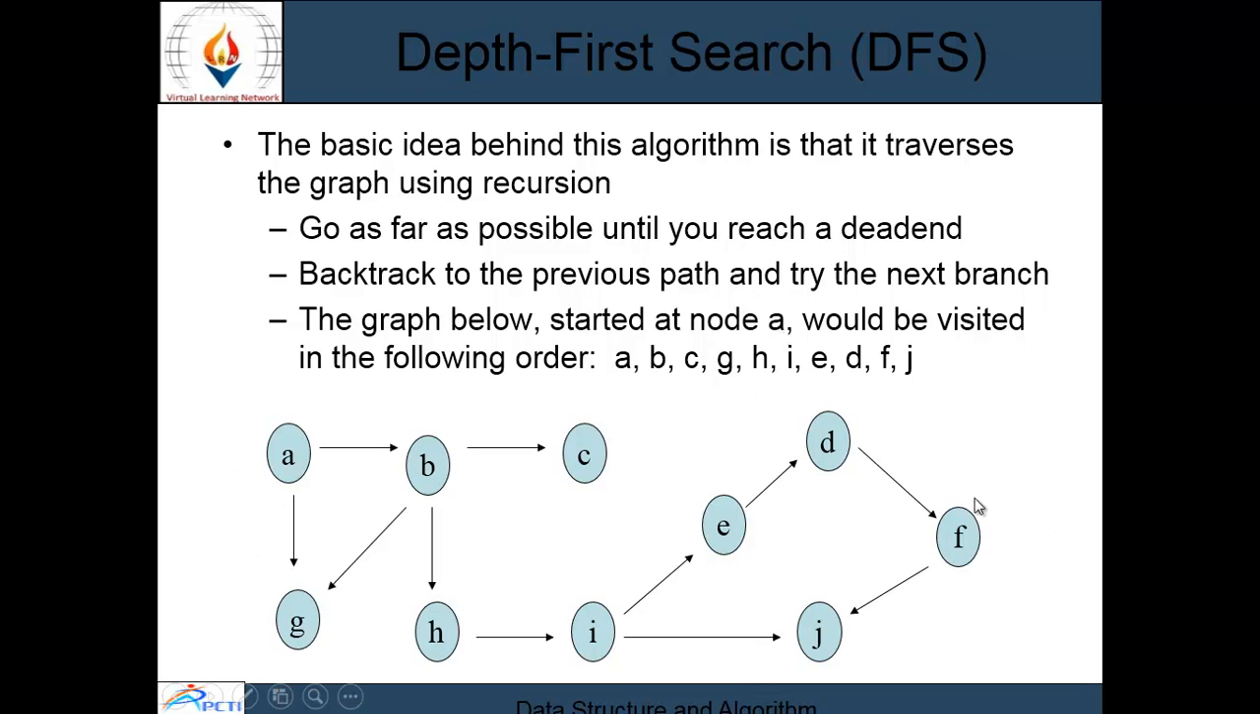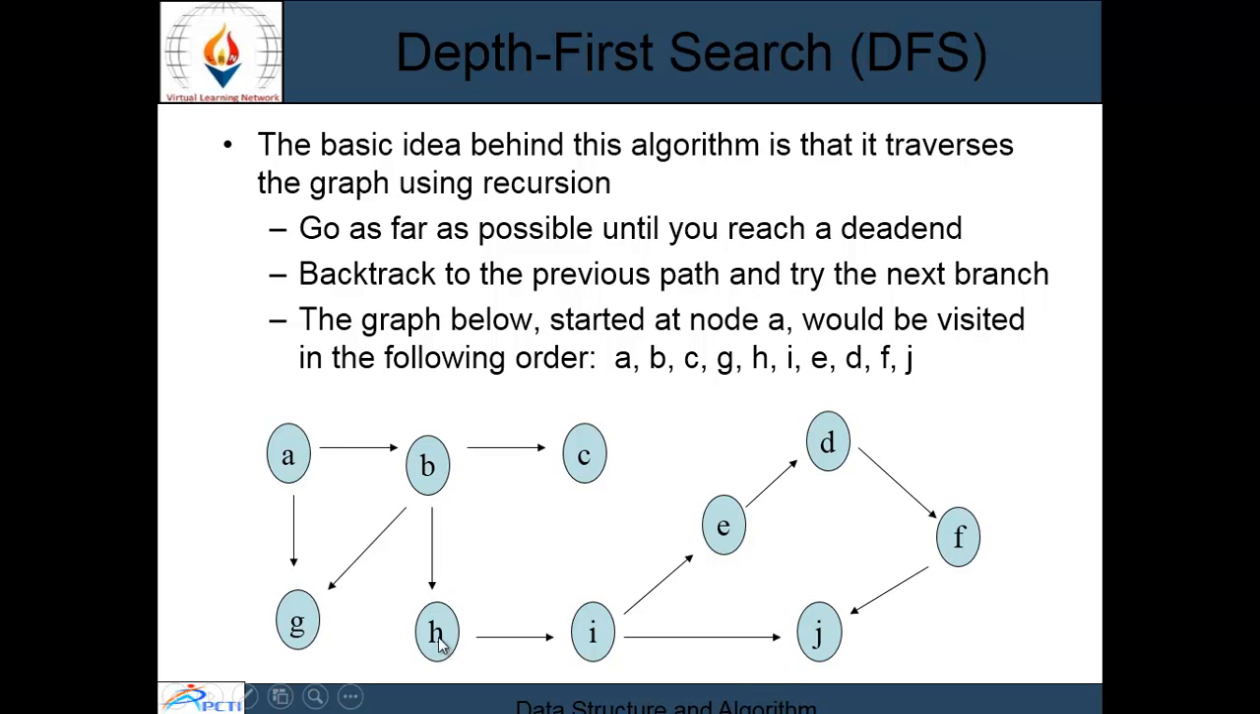The graph below starts at node A. If you see this example, we will start from node A. Then if we search it in DFS manner, after A, B will be reached because B is at the depth of A. After B, C is reached. Now, after C, there is no depth of C. Then we will backtrack to B, and then go to the depth of B, that is G, and then we will again backtrack to B, and then we will go to H.